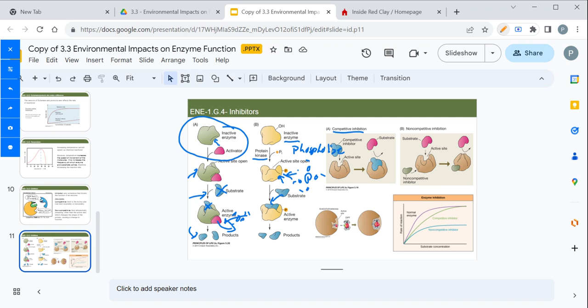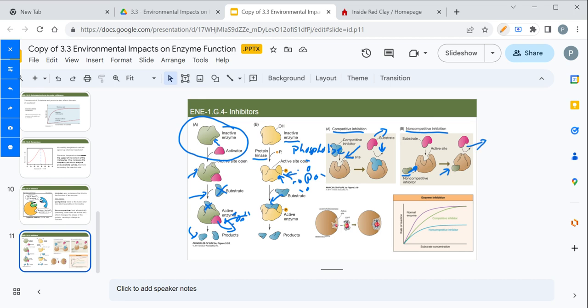This is showing you competitive inhibition and non-competitive inhibition. Competitive, right? The competitive inhibitor will bind to the active site, making it so the substrate can't go on there. So the substrate kind of hangs around and does whatever. And non-competitive, right? It will go into a different spot, changing the shape of the protein, and now it prevents the substrate from being able to bind in there.